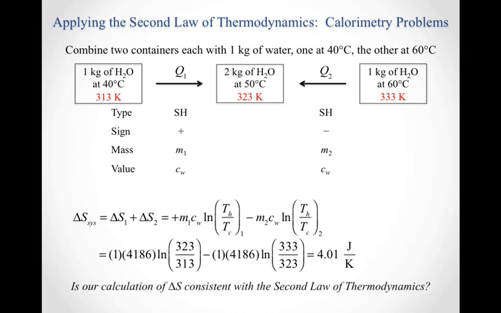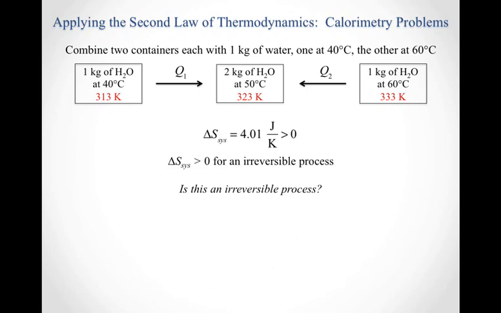So is our calculation of the entropy change for the system consistent with the second law of thermodynamics? We calculated a positive value for the entropy change for the system. What the second law of thermodynamics told us was that the entropy change for your system will be positive if you have an irreversible process. So that begs the question, is this an irreversible process or not?